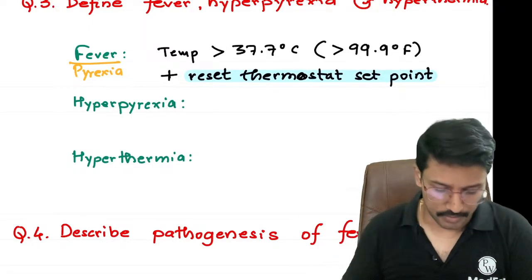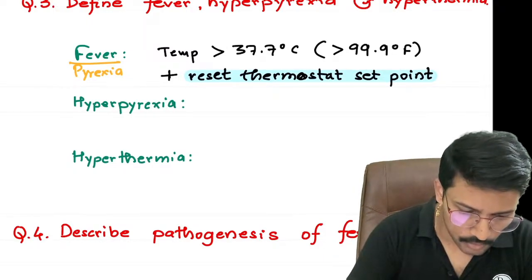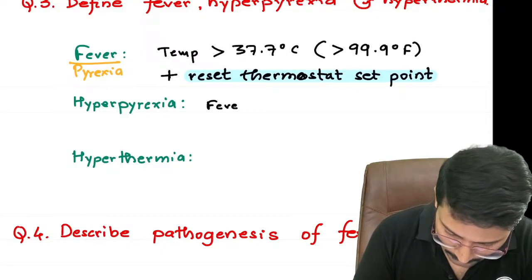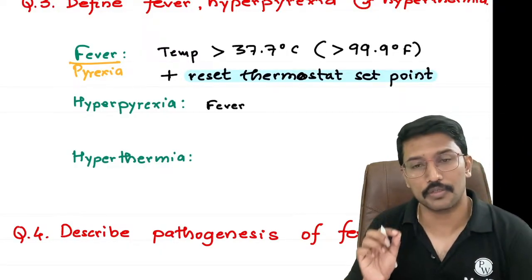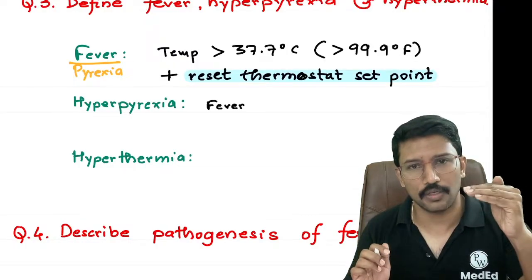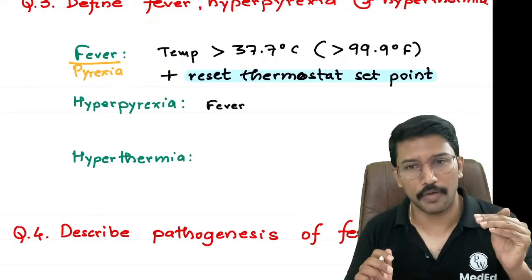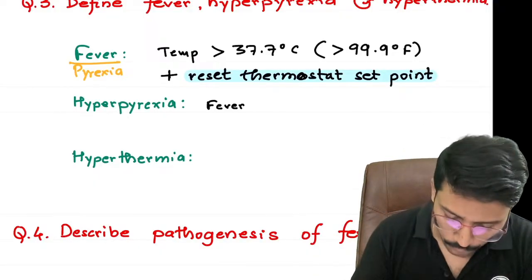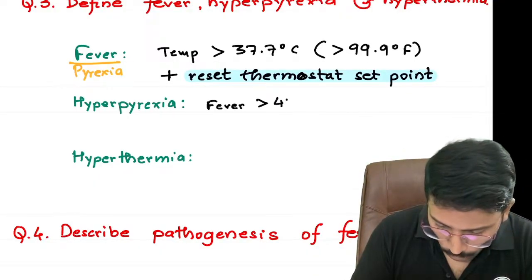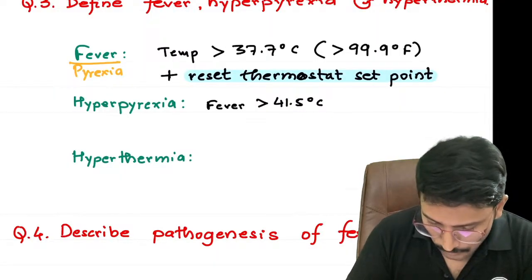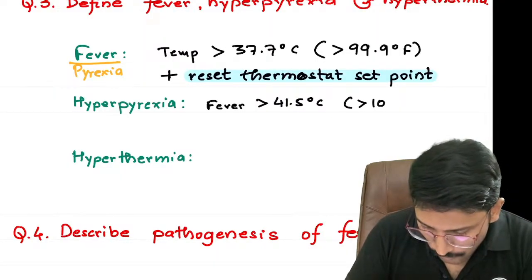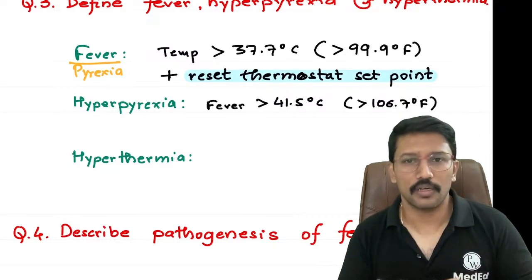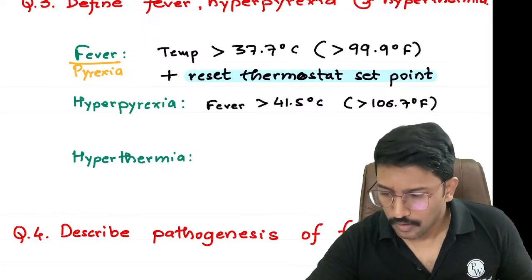More severe form of fever. So when do I call it hyperpyrexia? It is called hyperpyrexia when you have fever. I have already defined what is fever. Fever refers to increase in body temperature beyond 99.9 degrees Fahrenheit with the reset thermostat set point. So when you have fever of more than 41.5 degrees Celsius, which roughly translates to 106.7 degrees Fahrenheit, we call it hyperpyrexia. Okay.